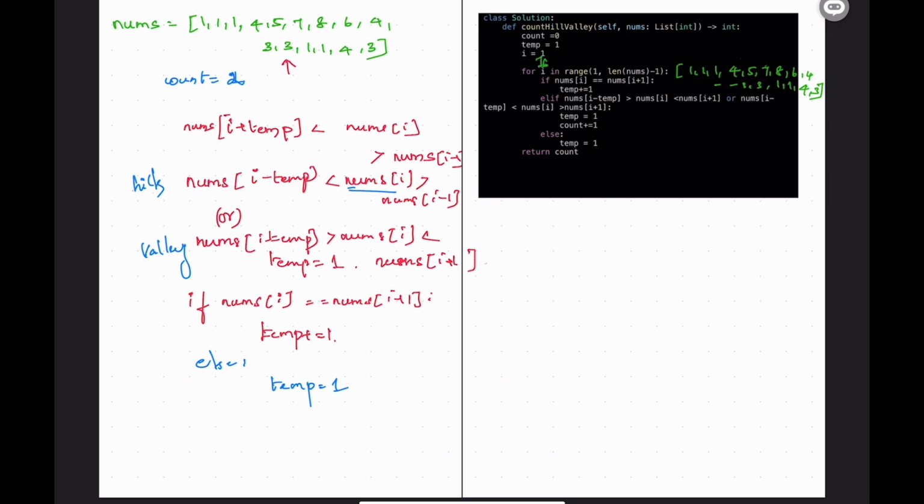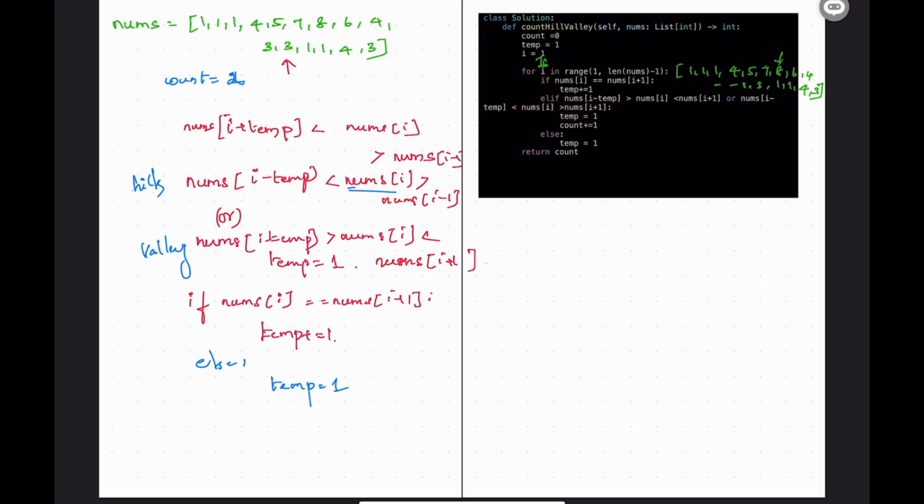So I go to 7, and 8 comes. 8 is not equal to 6, so it's not the same hill or valley. But I minus temp is 7, which is less than 8 and greater than 6, so it forms a hill, right? Now this condition is satisfied.